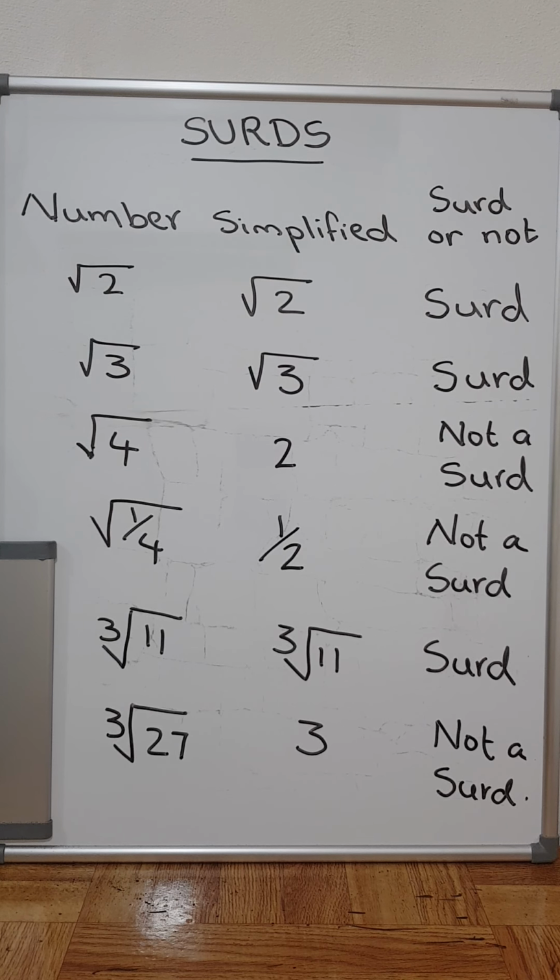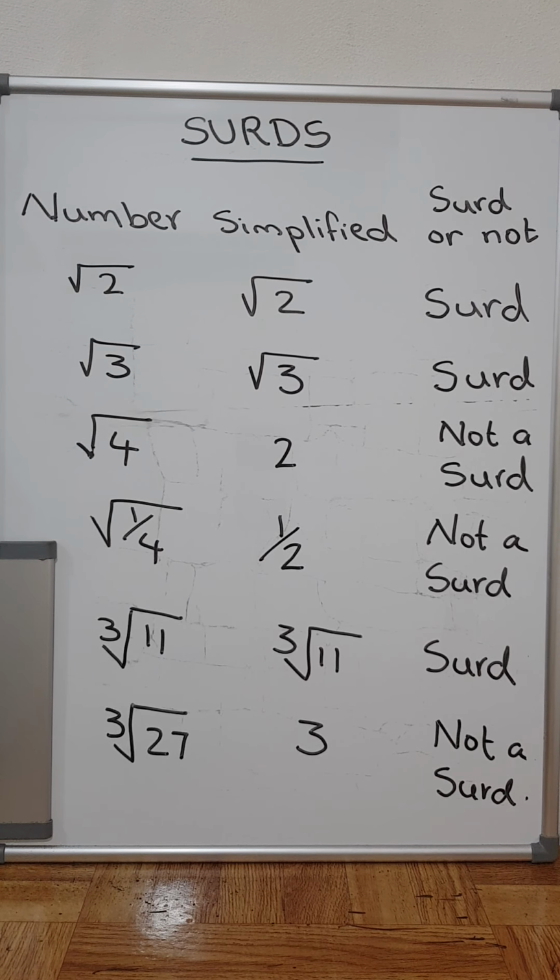Now you see square root of 4. We can simplify it to 2, so it's not a surd. Square root of 1 by 4, that is 1 divided by 2, so it can be further simplified. So it's not a surd. Cube root of 11, that we cannot further simplify, so it is a surd. Cube root of 27 is 3, so it can be further simplified. So it's not a surd.